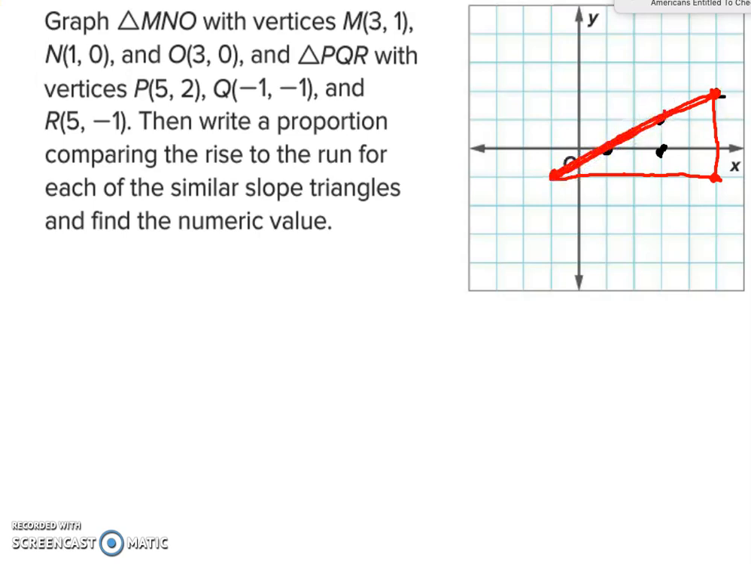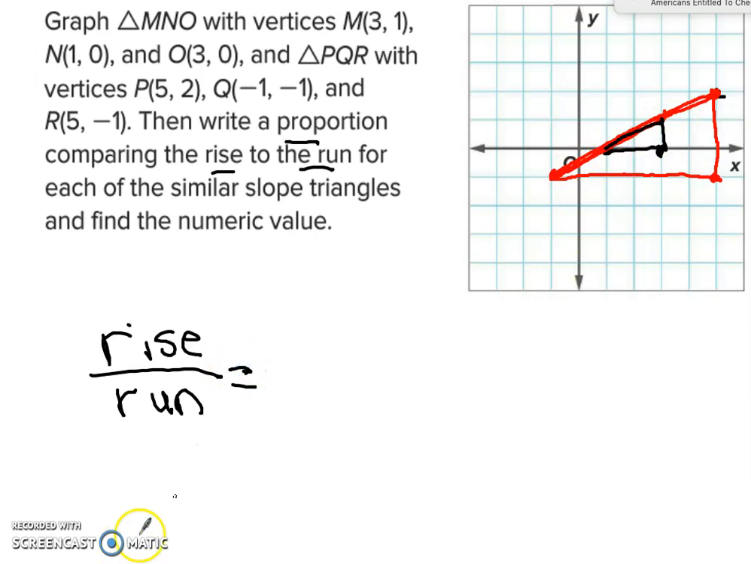Okay, and then I'll go ahead and I'll write. There we go. Okay, then write a proportion comparing the rise to the run for each of the similar slope triangles and find the numeric value. So rise to the run. Anyway, so writing the proportion of the rise to the run.